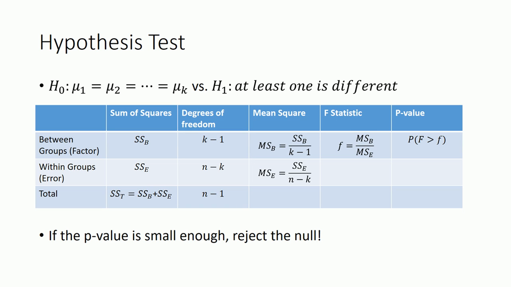You could have all of them the same except for one. That would violate the null, and you would go with the alternative. So the alternative is at least one of the means from one of these populations is different than the others.